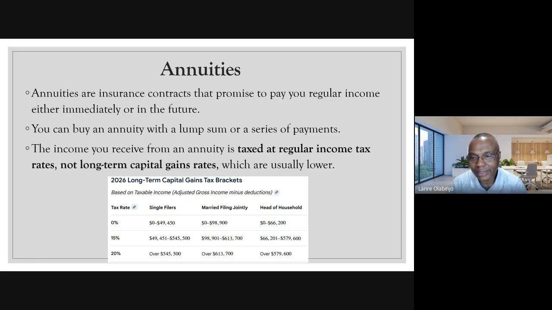Between $98,901 and $613,700, you pay 15%. This is for this year's tax bracket. It changes slightly every year. Again, I'm looking at married filing jointly. And then if it is above $613,700, you pay 20%. Okay, so once you file your taxes, depending on the bracket you fall into, it will determine how much you are charged as taxes on capital gain in the future. Which is why I used 20% in that example of someone that deferred taxes for 35 years earlier on.